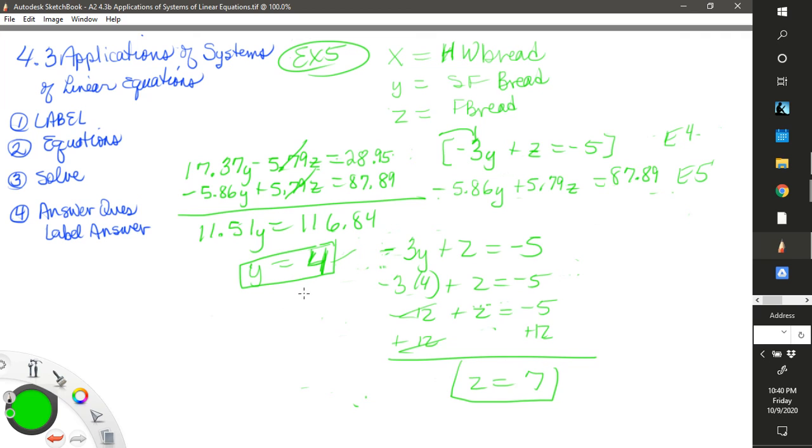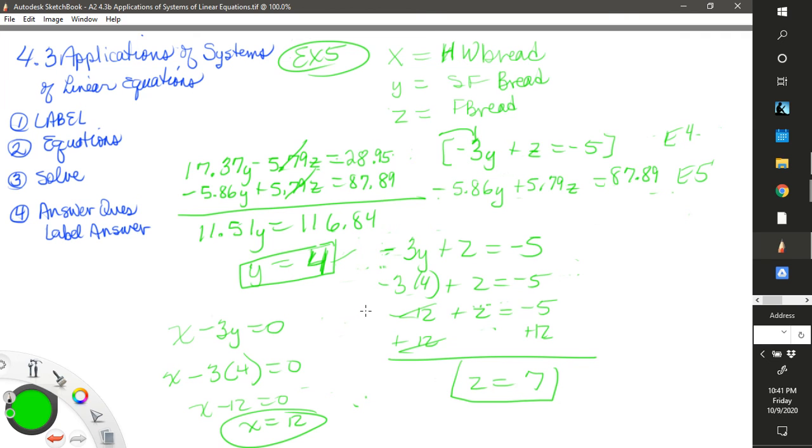Let's go back into one of our original equations. We're going to need to solve for x, where the equation E1 was x minus 3y equals 0. So x minus 3 times 4 equals 0. X minus 12 equals 0. X equals 12. All right. Those are our values. If we go back now and check them into each of our E1, E2, and E3 equations that we began with, these values would check out.